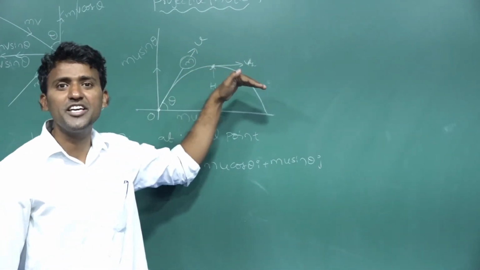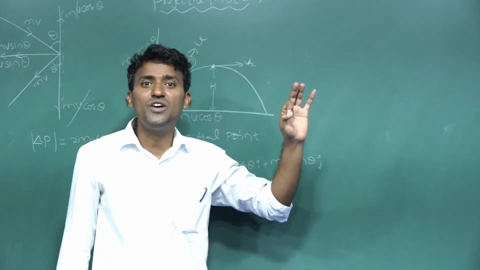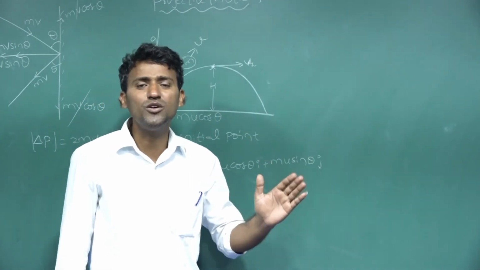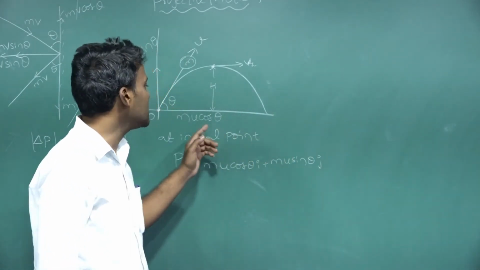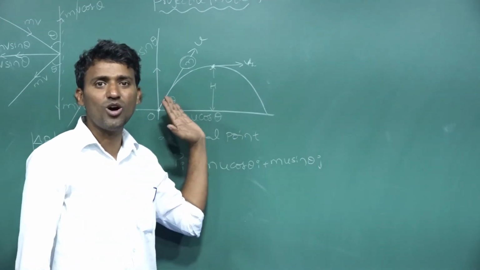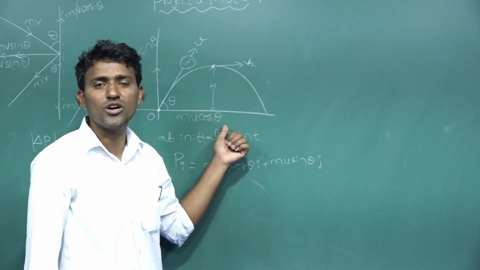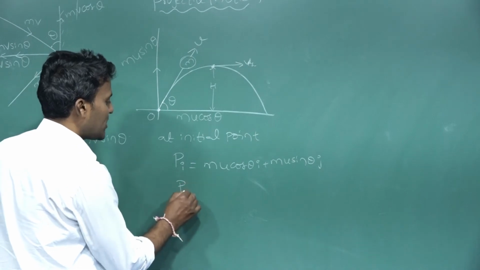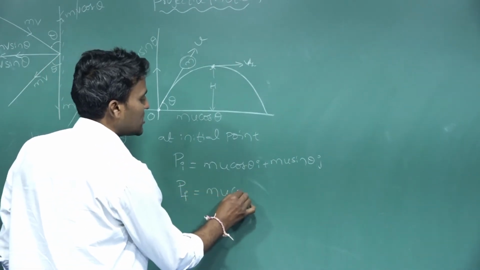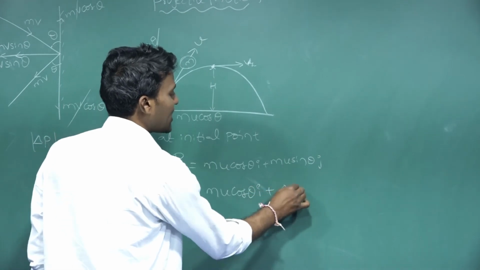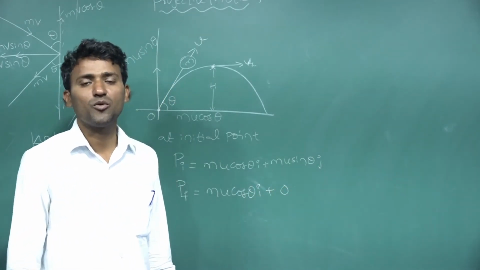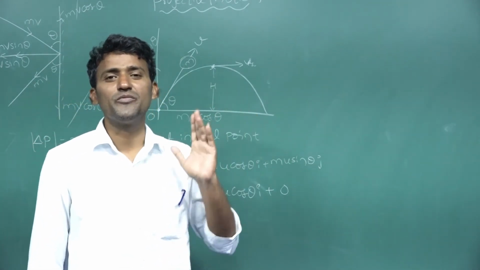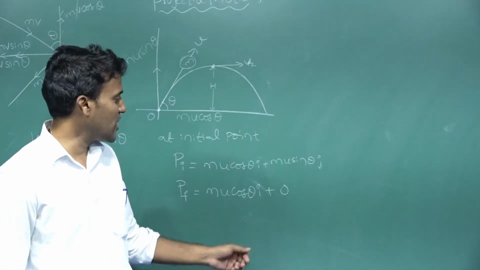At the maximum height, the velocity of the body along the vertical direction is zero, but along the horizontal direction it has velocity mu cos theta. So the final momentum is mu cos theta i, and in the vertical direction it is 0, Vy equal to 0, because along the vertical direction at the maximum height the velocity of the object is 0.